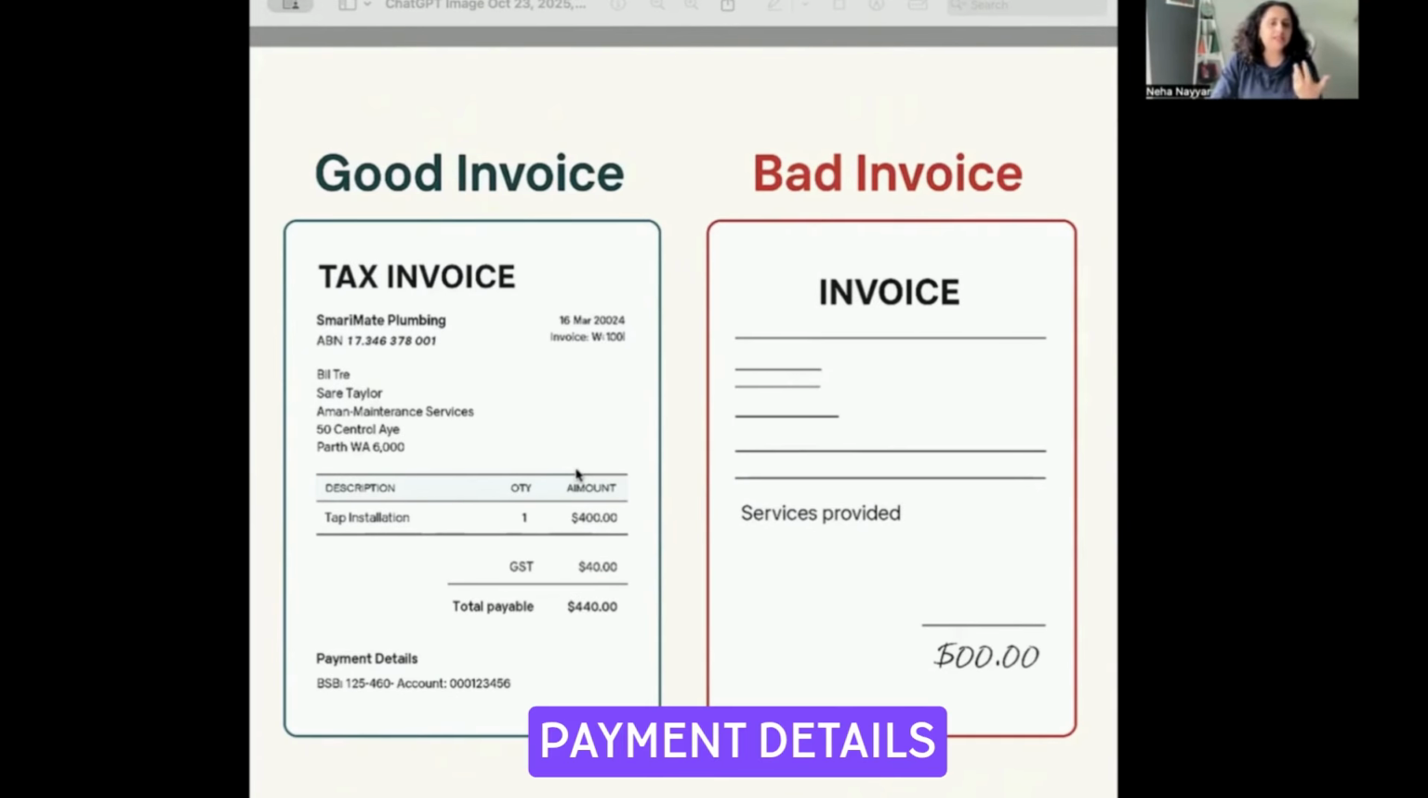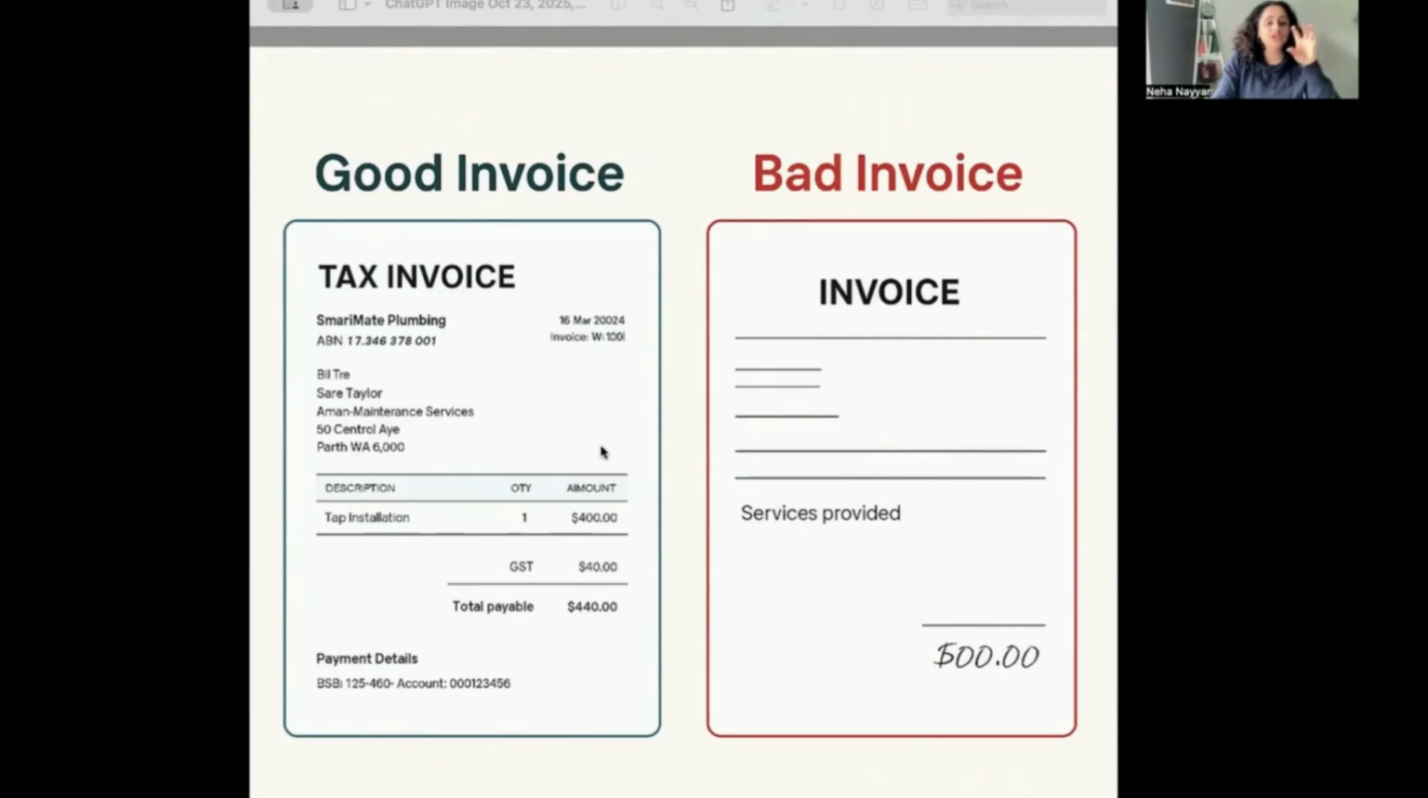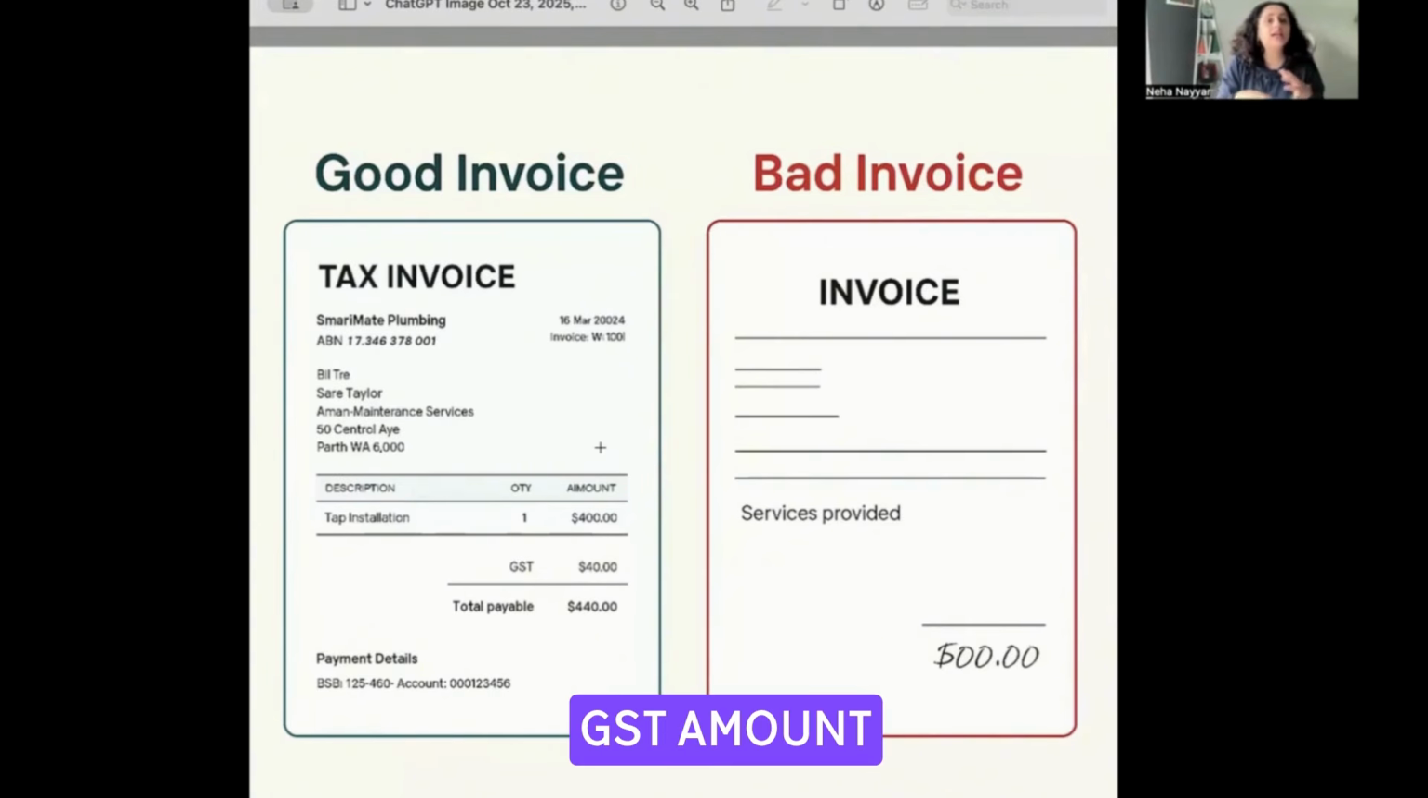Having payment details, amount payable, and if you're registered for GST, having GST shown on your tax invoice or saying the amount includes GST. Very, very important. So go back and look at your accounting system where you're invoicing through, look at your document if you're using Word for invoicing. However you're invoicing, make sure it's a valid invoice.